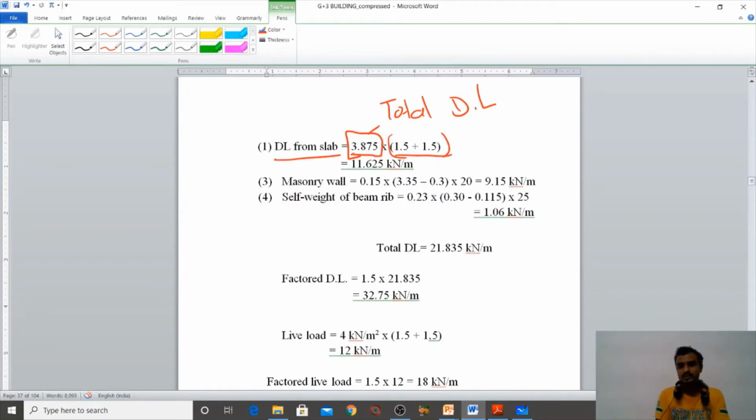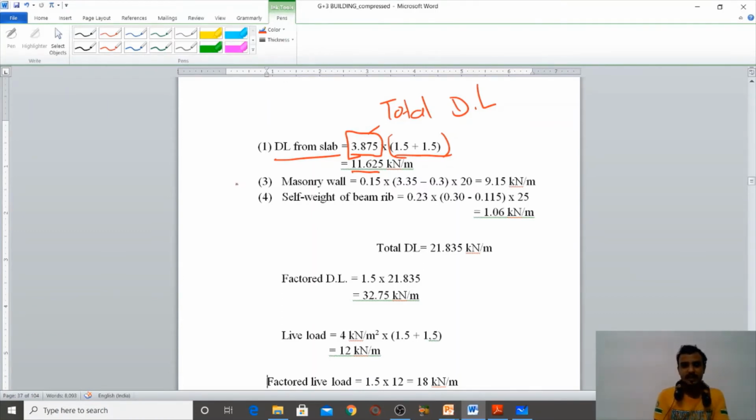So here is 3.875 into 1.5 plus 1.5. So the dead load from the slab is 11.625 kilonewton per meter. Okay, dead load from slab is 11.625 kilonewton per meter.